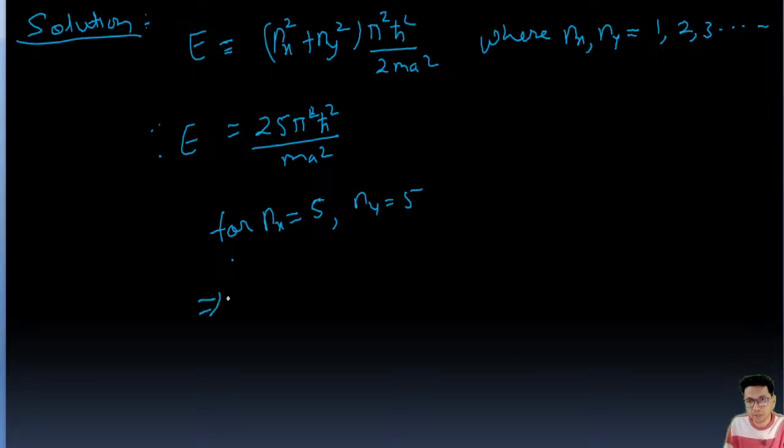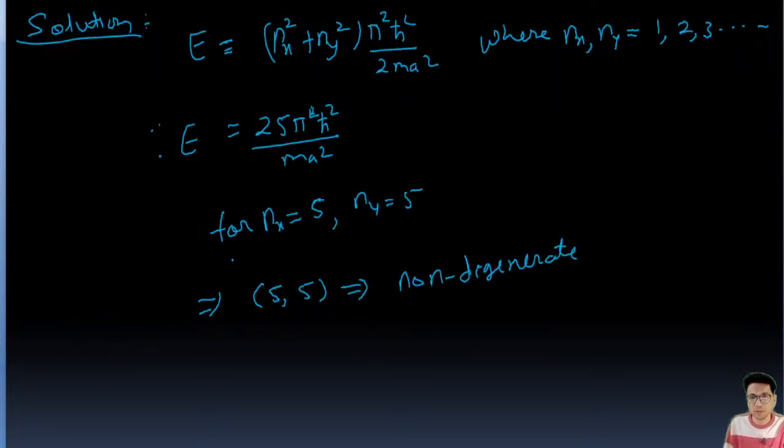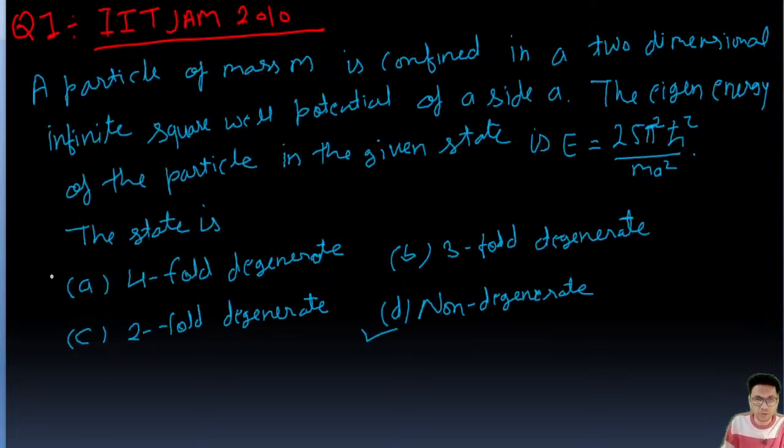So that implies nx and ny value is 5, 5, that is non-degenerate. Okay, so which option is correct? This one, non-degenerate. Very simple question, non-degenerate. Okay, this one. Now we are solving the next question.